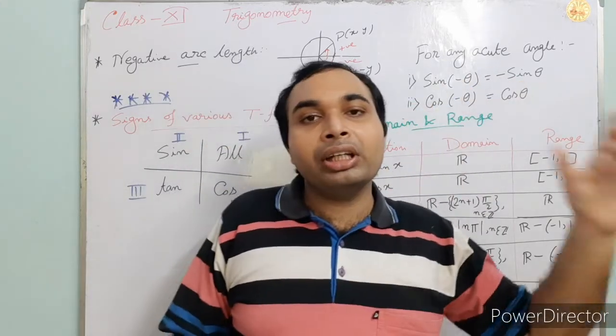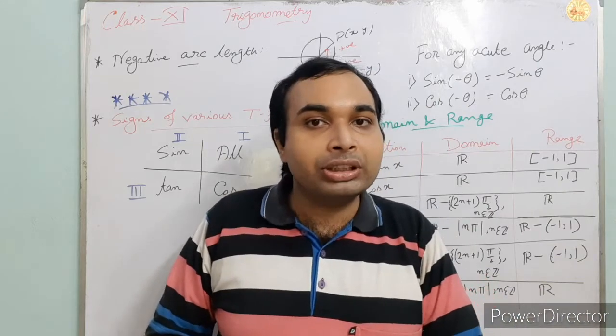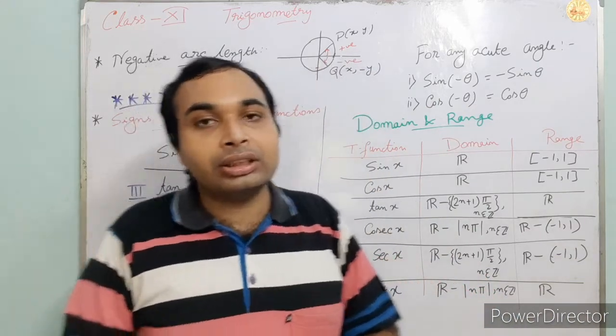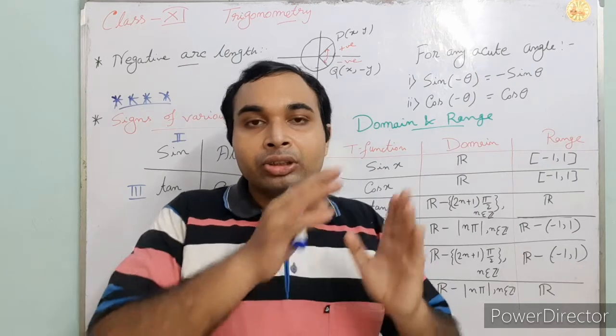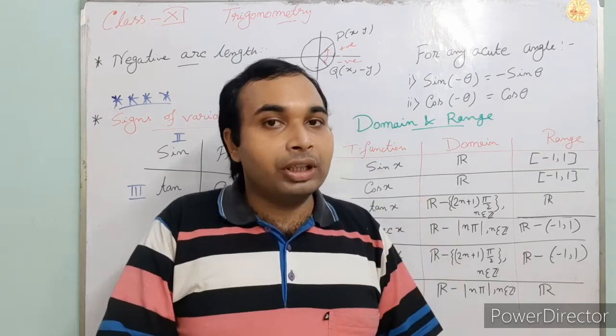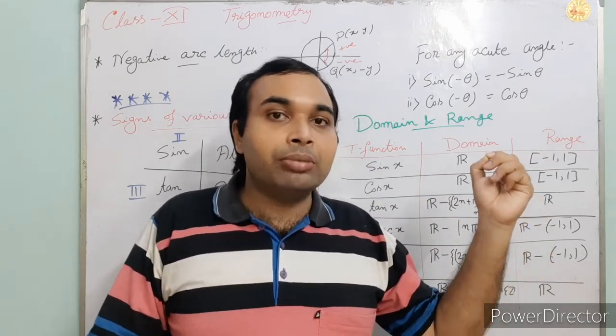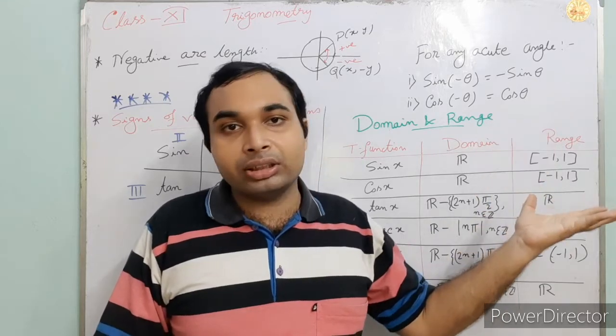And accordingly the other ratios will also change, because if we take tan of minus theta, it is sine of minus theta by cos of minus theta. So sine of minus theta comes as minus sine theta, and cos of minus theta is cos theta.